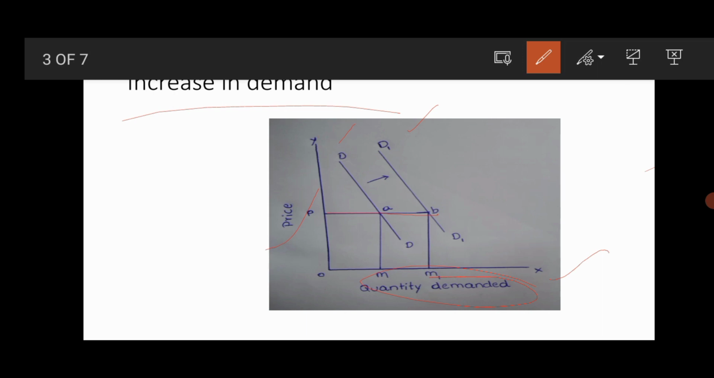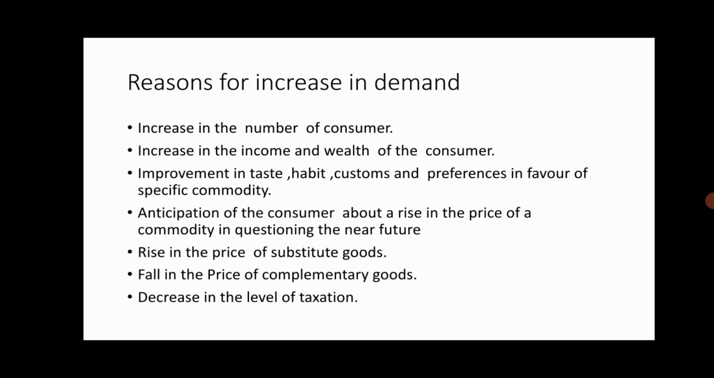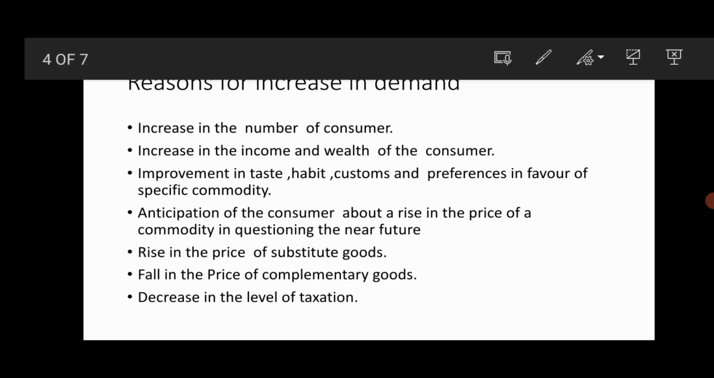Here DD is the original demand curve. Now it is shifted towards right. That is, a new demand curve was formed, which is D1 D1. It has formed due to changes in taste, preferences, customs and habits, etc. So now what is the reason for increase in demand? We will see the reasons one by one.